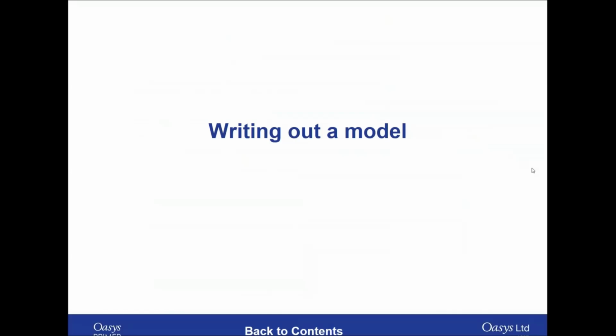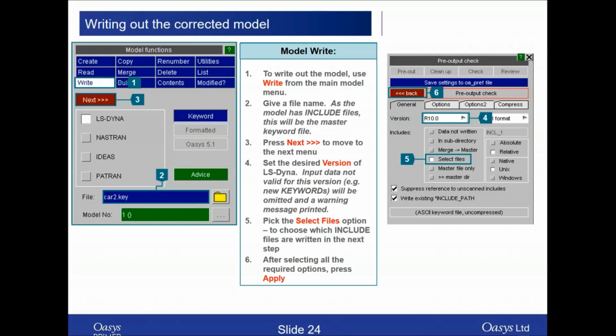Now I want to skip ahead a little bit and talk about writing out a model, because you could just write a model out and not think about doing checks at this point, but it's quite important to do checks before you write the model out. Now, one such check is, when you write a model out, you specify the version of LS-DYNA that you're going to run your model in.